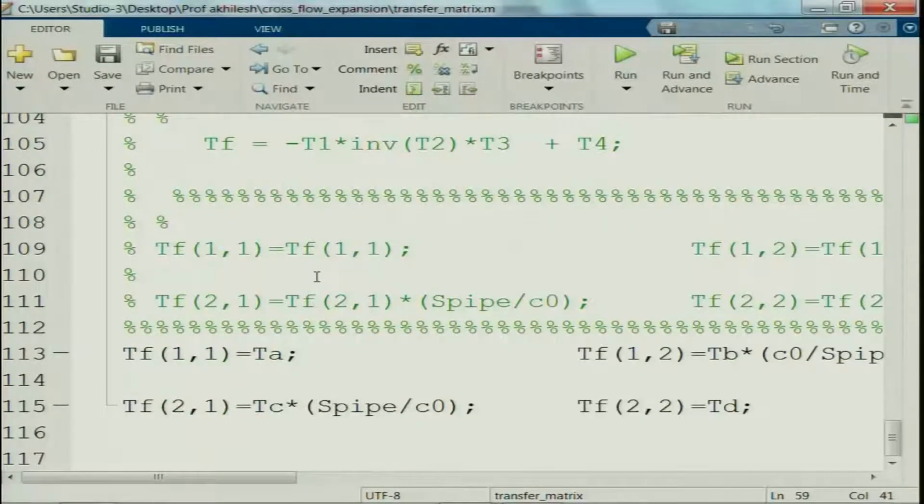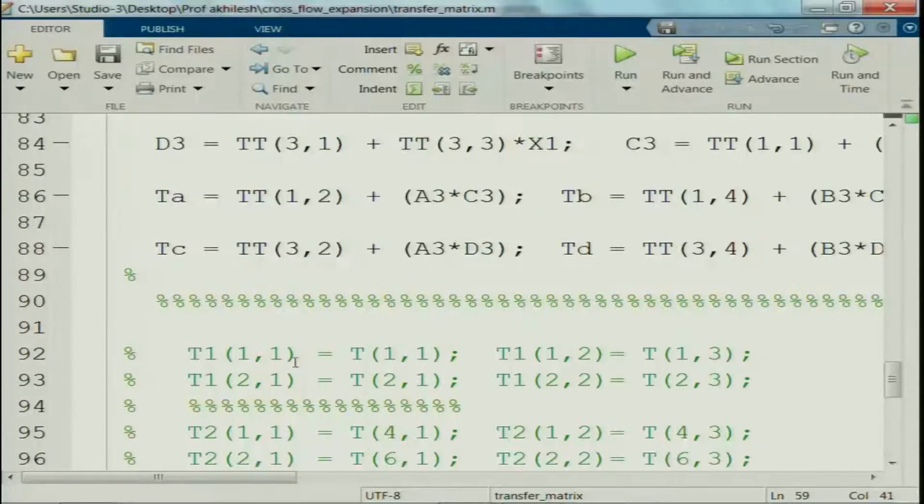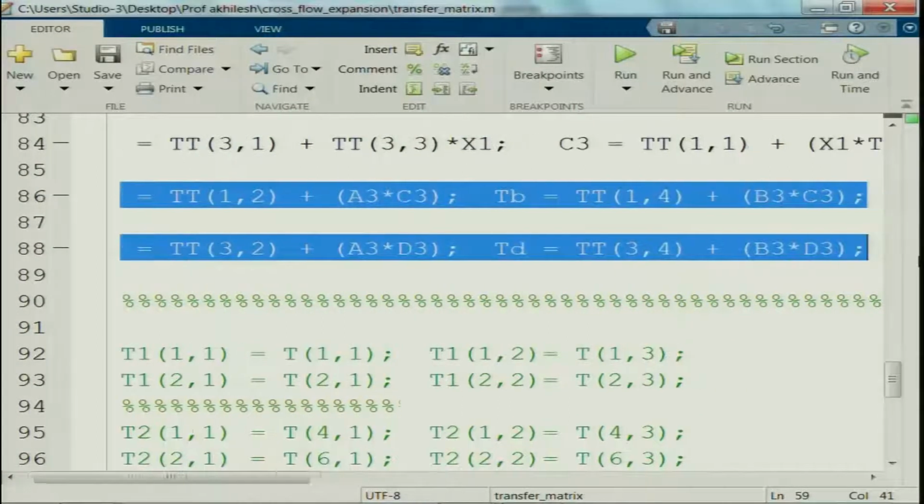I have purposely commented out this part, and finally, the main thing is your TA, TB, TC, TD.